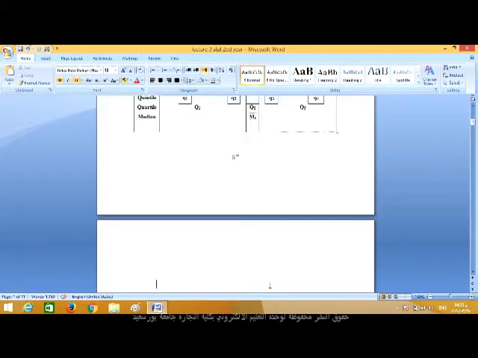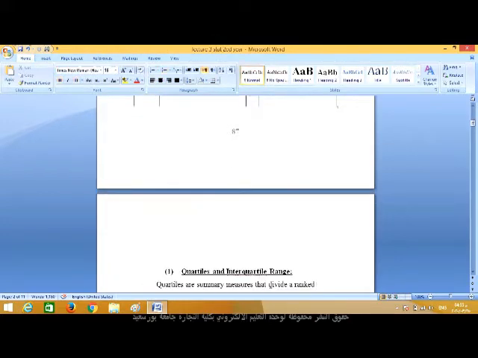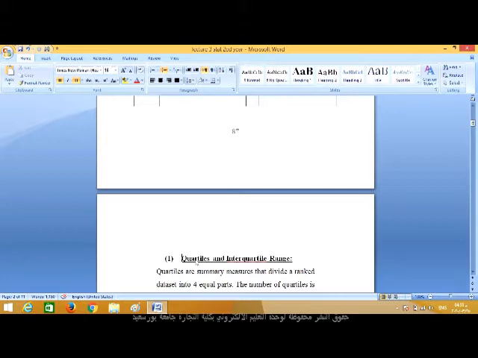So how can we measure all of these measures of position? Number one, quartiles and interquartile range.